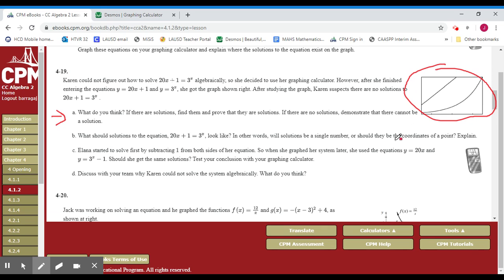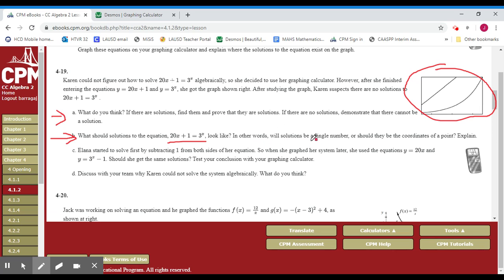Okay. What do I mean by solution, right? That's a good point. When I'm looking at two equations, we have two different equations and they're going to give you two different graphs. So what do I mean by the actual solution? Let's take a look at part B. It says, what should the solutions to the equation, this one given here, look like? So what are we referring to? When I'm looking at graphs, and these graphs are being created by the equations that we have here, what do I mean by a solution?